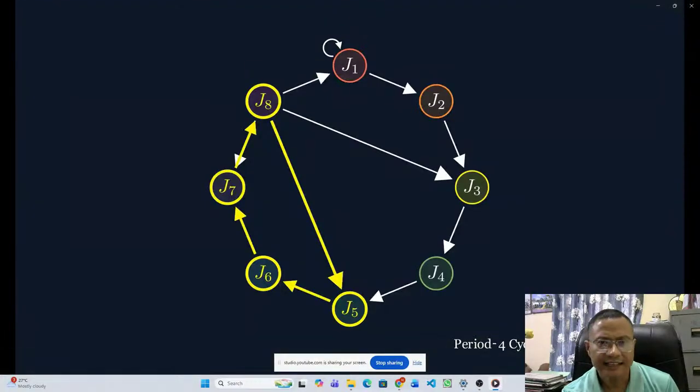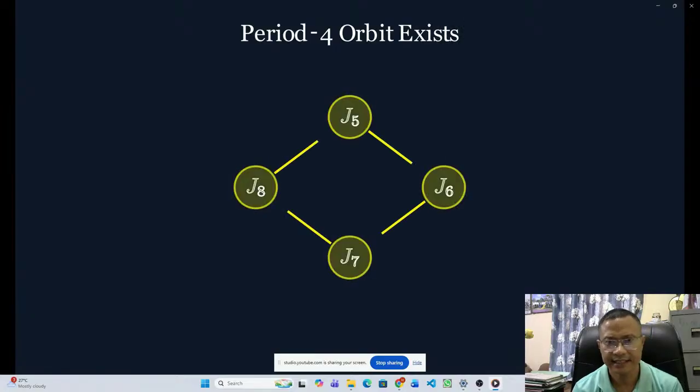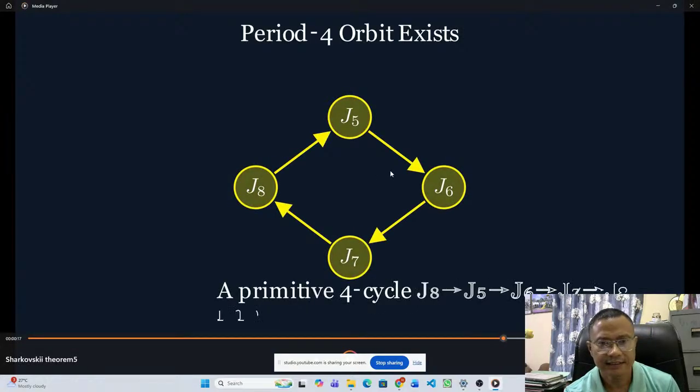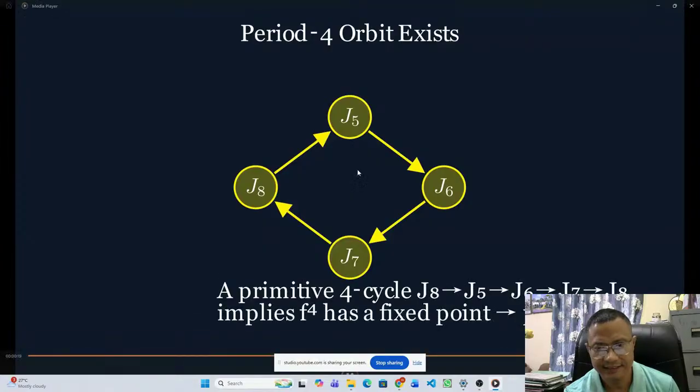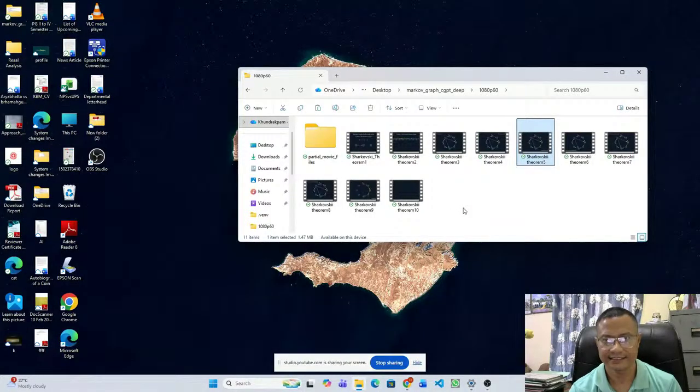So let us see how we draw this cycle here again. From J1 to J5, J5 to J6, J6 to J7, J7 to J8. So therefore, it is a primitive cycle of length 4. So next, let us see the periodic point of period 6.